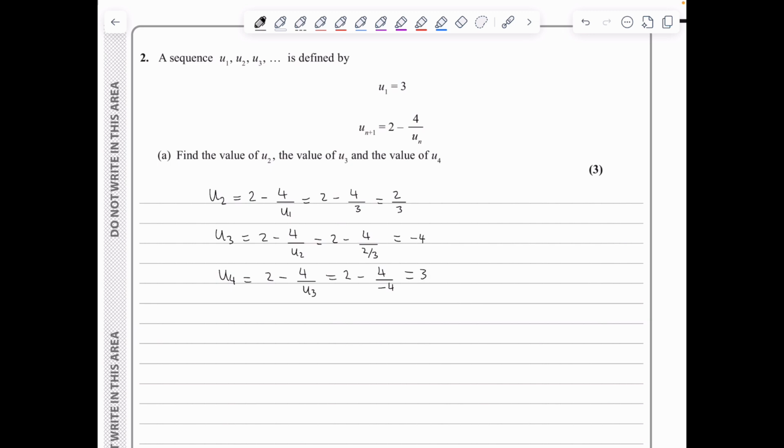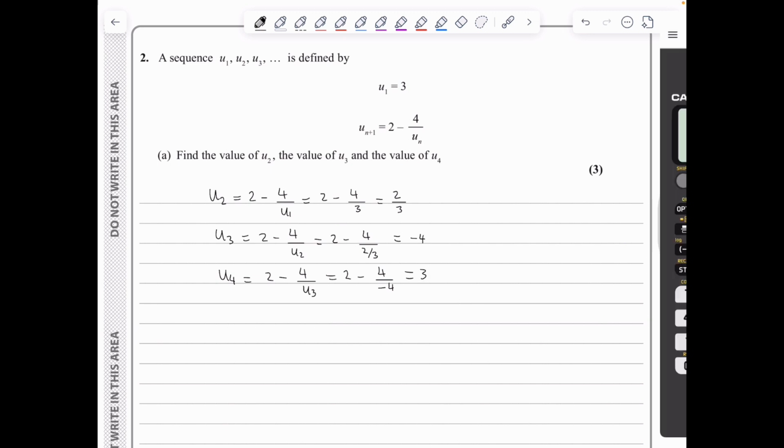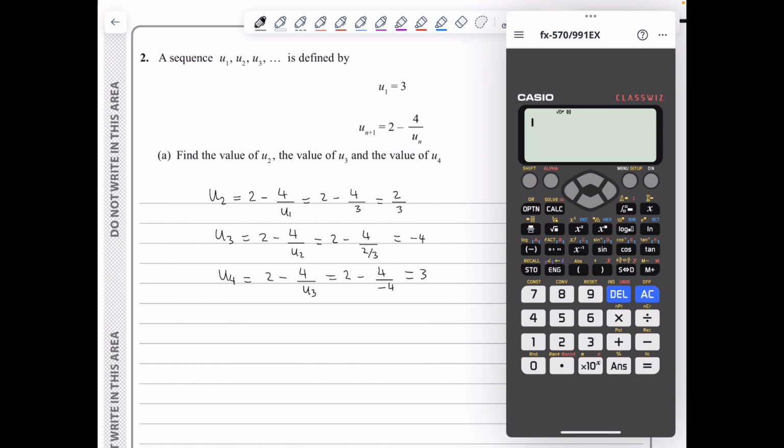I could also do this automatically on the calculator. So I go on my calculator, I store 3 on my answer key, this is the first term, and then I do 2 minus 4 over the Ans. So each time I press the equal sign, I generate the next term. If I press it once, I get the 2 over 3, which was here, the second term. I press it again, I get the negative 4, and then I press it again, I get the 3.